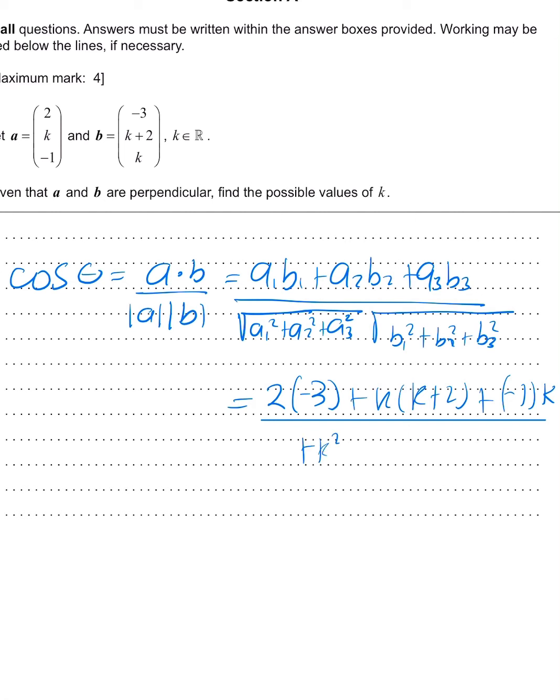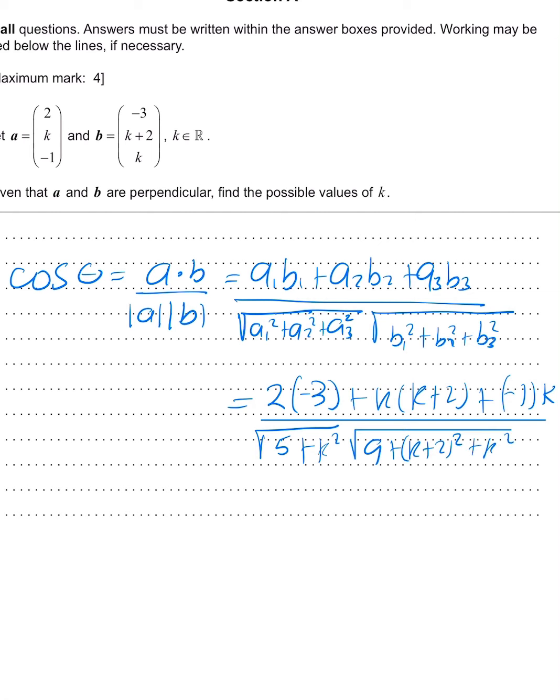Sorry, 2 squared is 4. 2 squared is 4, right? So 5 plus K squared over, minus 3, well, here I'm not going to do it. This is going to be 9 plus K plus 2 squared plus K squared.